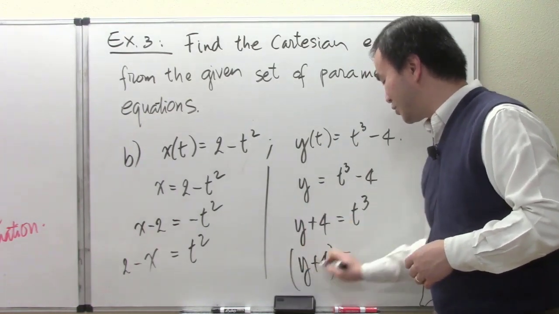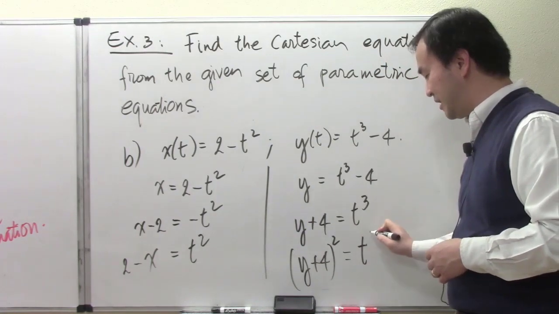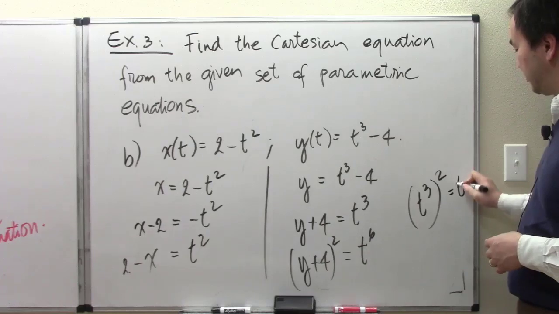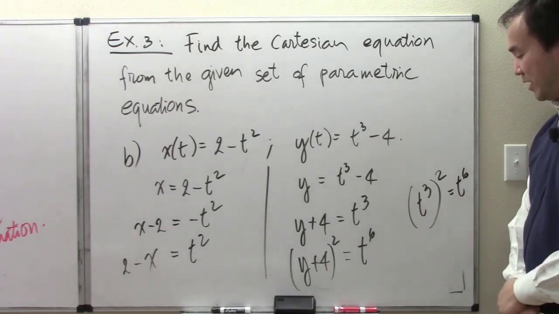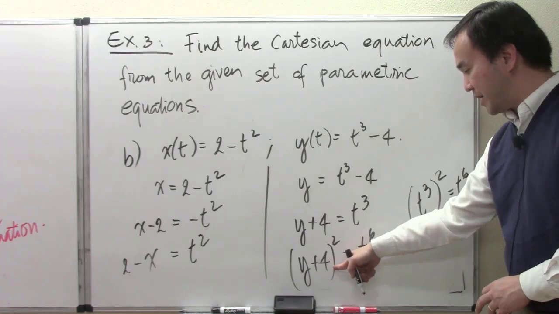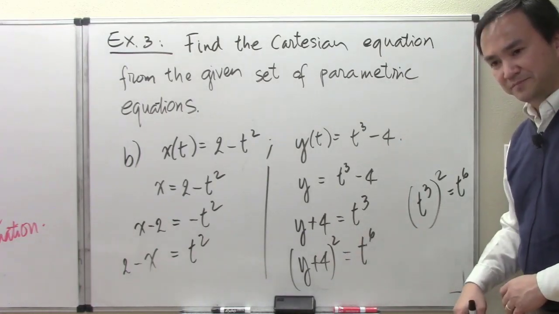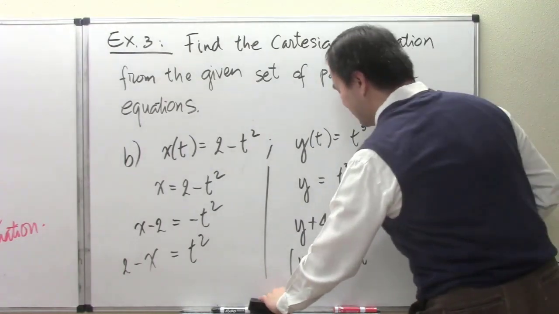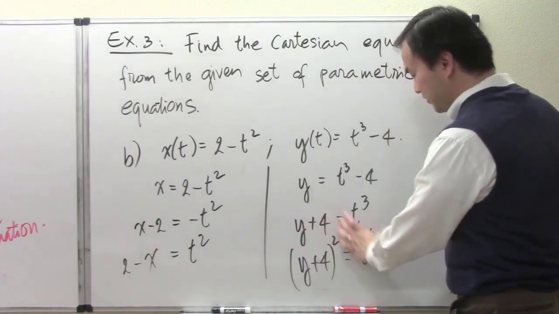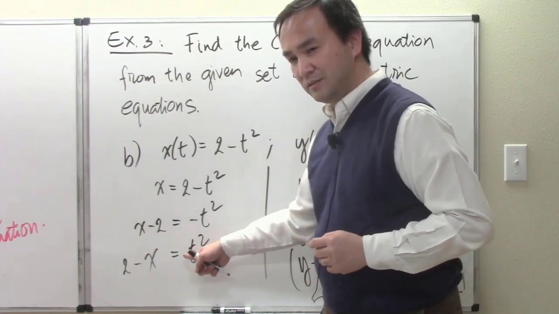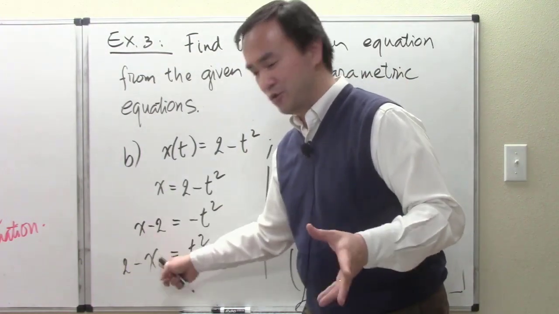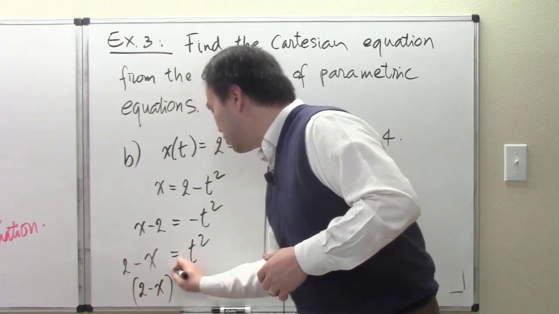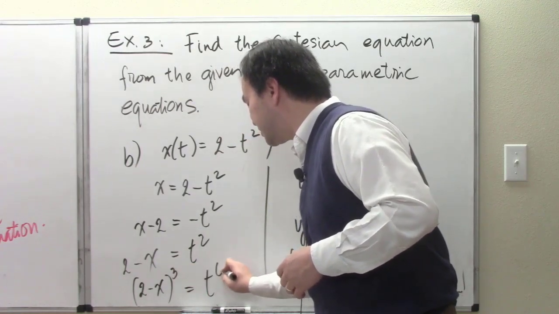y plus 4 squared, but the right-hand side now becomes t to the 6th power, because t cubed squared is t to the 6th power. So y plus 4 all squared equals t to the 6th. On this equation, I squared both sides. On that equation, why don't we take the cube of both sides? So now I end up with 2 minus x cubed equals t to the 6th.